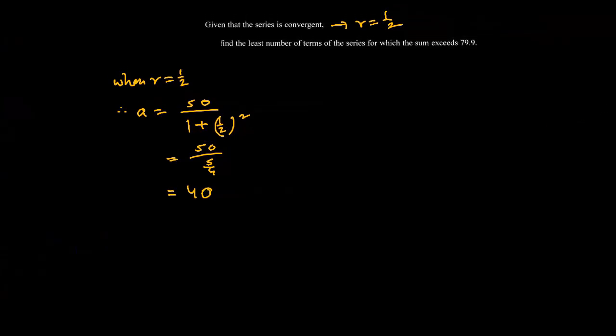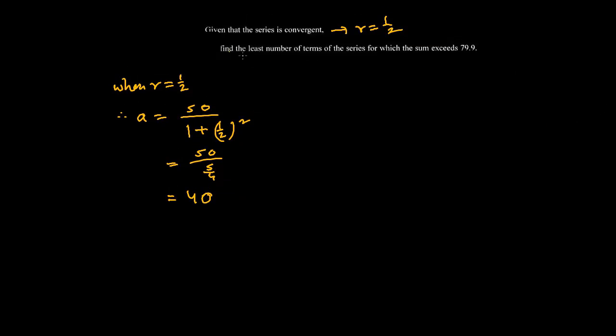Now the question that is quite irregular is it deals with inequalities. It says find the least number of the terms of the series for which the sum exceeds 79.9. So the sum of n terms exceeds means greater than, it's an inequality, 79.9. So what we have to do over here, we have to find the number of terms or the value of n. So we have to solve the inequality over here.